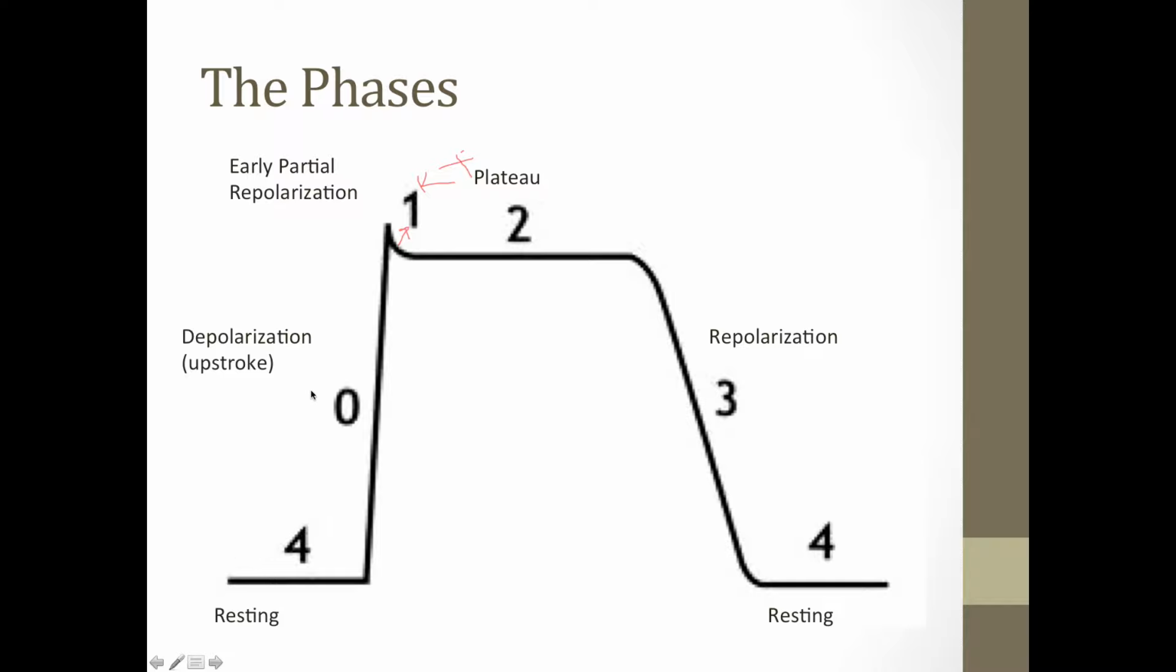So 4 is resting, then 0, 1, 2, 3, 4. Depolarization is sodium in. Make sure you remember these. Sodium in, sodium, that looks good. 1 is potassium out, 2 is calcium in, and then 3 is the continuing of potassium leaving the cell. And then we're back at resting.